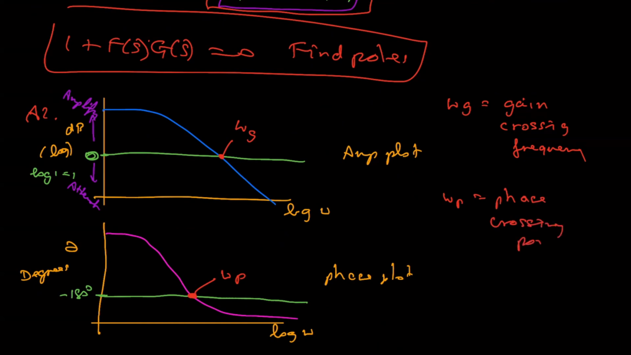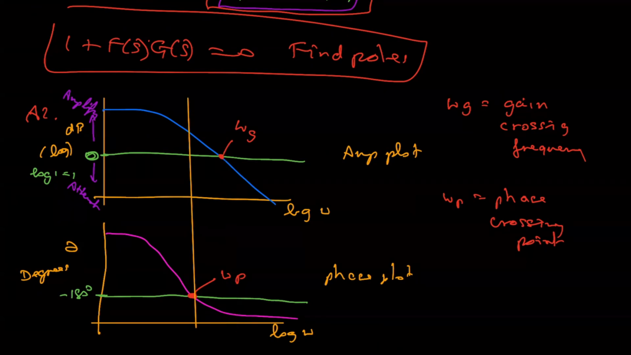Now I'll do this more formally in a minute, but what you essentially do is you draw two lines, one line extending from omega p all the way up through the two graphs, and another line extending from omega g all the way down to the amplitude one. Okay, all the way down to here. So we got two lines.